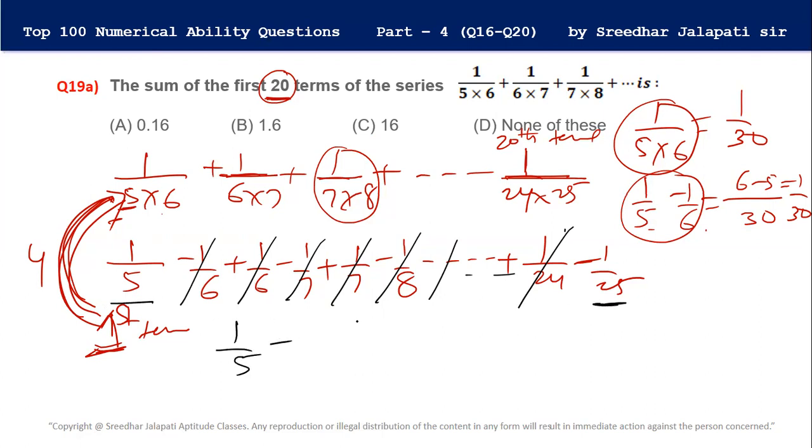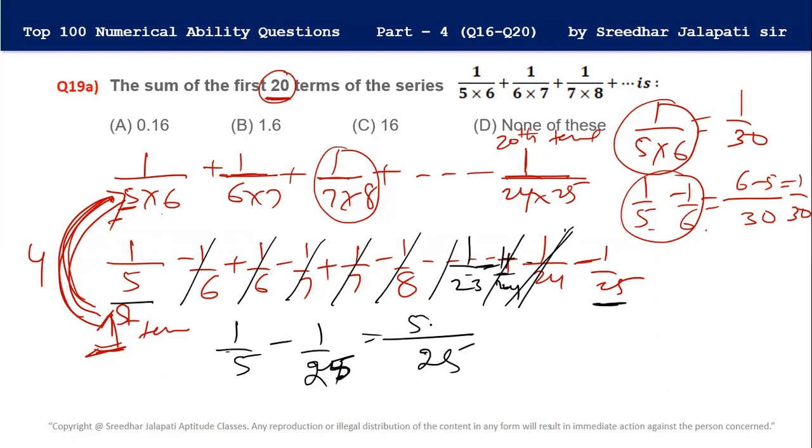First term is 1 by 5 minus the last term, which is 1 by 24. Because what is the term before this? 1 by 23 minus 1 by 24, right? So this minus 1 by 24 plus 1 by 24 will get cancelled. So only the first term and the last term will remain. Sorry, the last term is 1 by 25. So if I simplify, LCM is 25. This is 5 times minus 1. So 4 by 25, nothing but 0.16. 4 by 25 is nothing but 0.16. So that is answer option A.